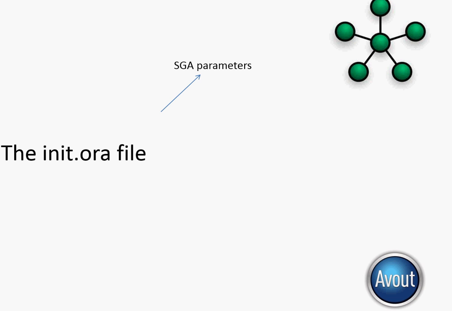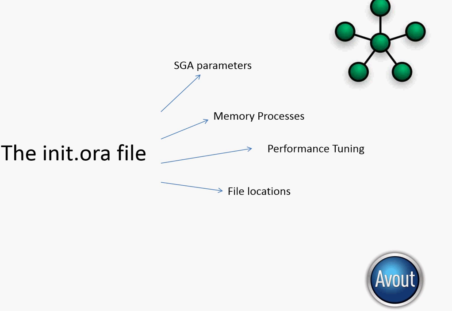So the init.ora has parameters that are going to specify what the size of our SGA is and what the SGA looks like. It also specifies things for memory processes, performance tuning, where the various files that make up our instance are going to be located, things that handle date, time, currency, the language of our database. In 11gR2, there's over 300 different parameters that we can specify inside the init.ora file.